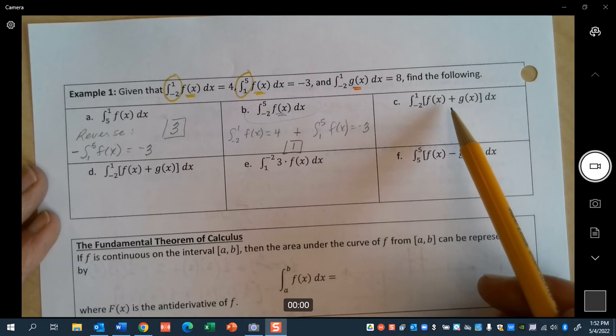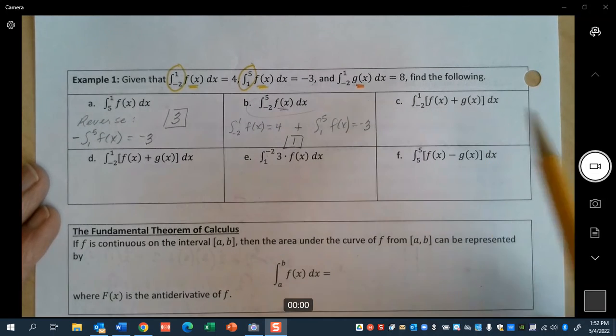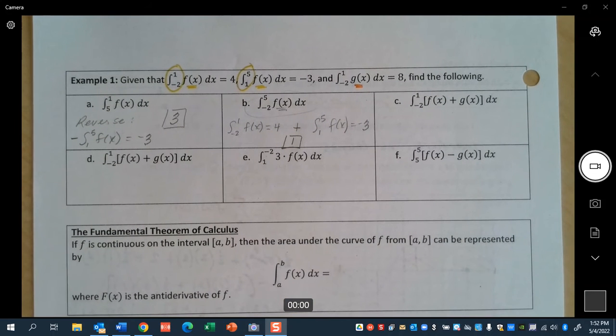With your partner, take a look at this one. Take a look at the front and see which rule it fits. Go.